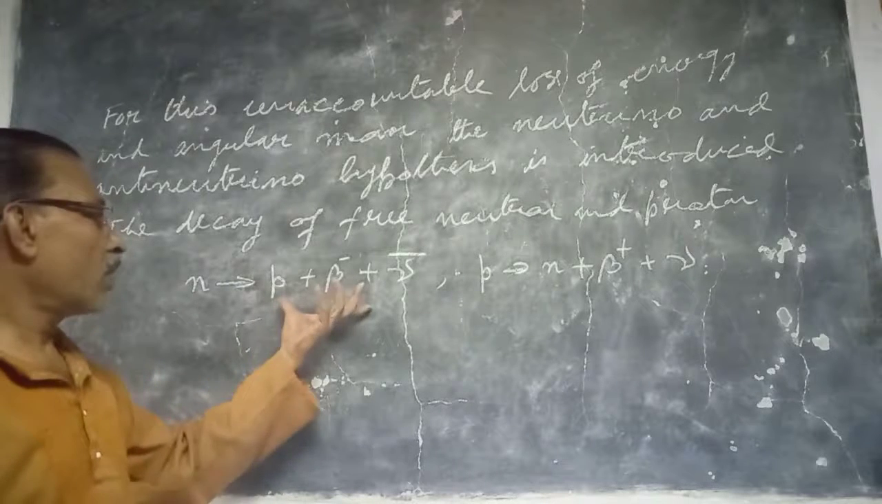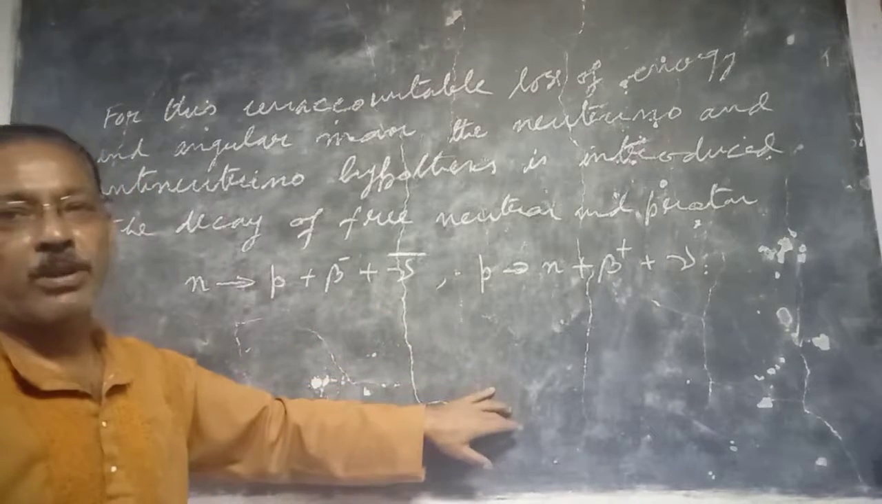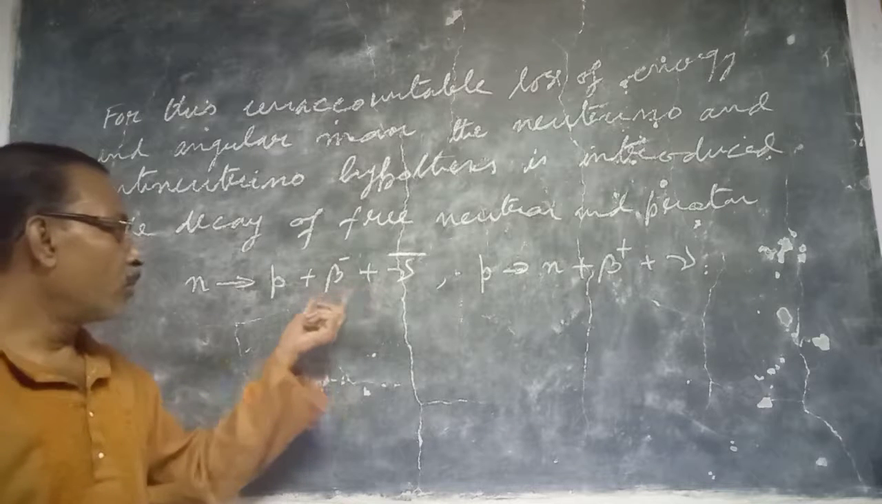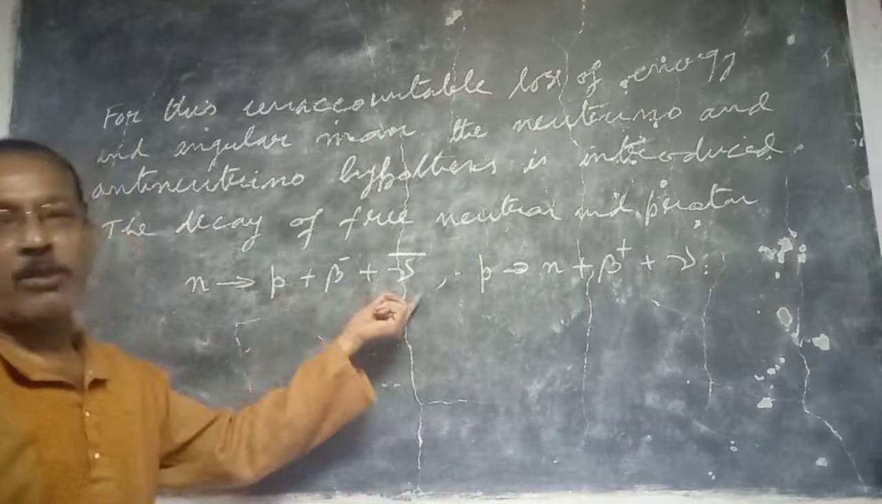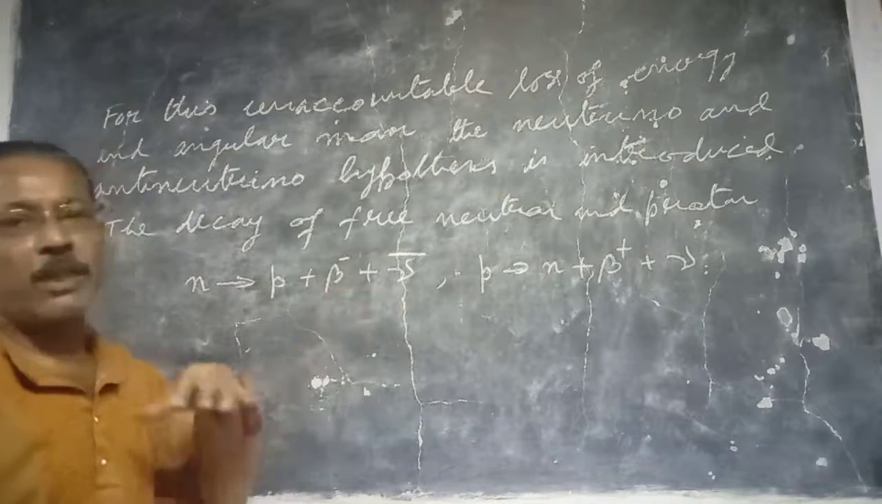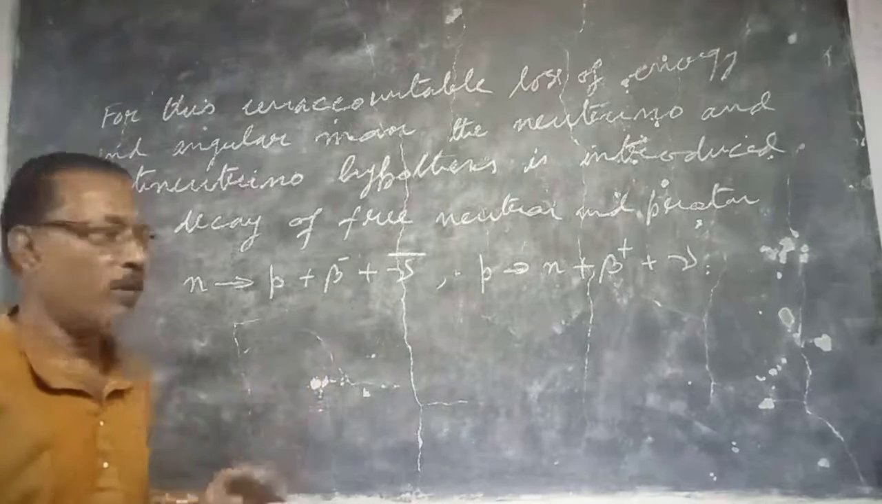Because the total energy is distributed among the three particles, we get the continuous distribution of the energy curve when the beta particle is emitted. Along with the beta particle, this particle will also be emitted, so the total energy is distributed among these two. So the continuous distribution of the energy curve of the beta particle is understood.